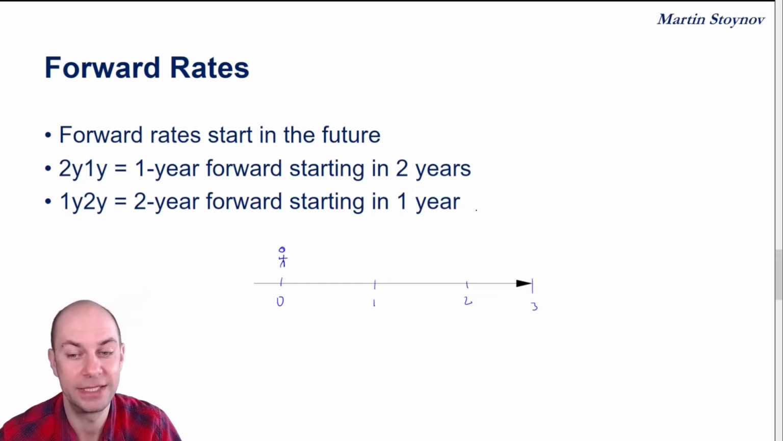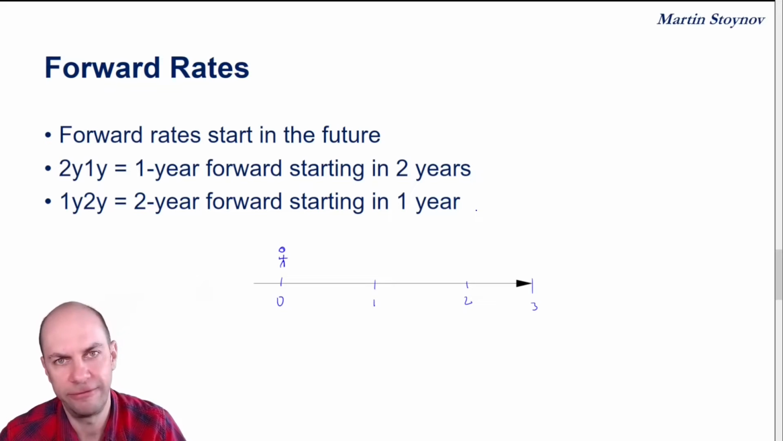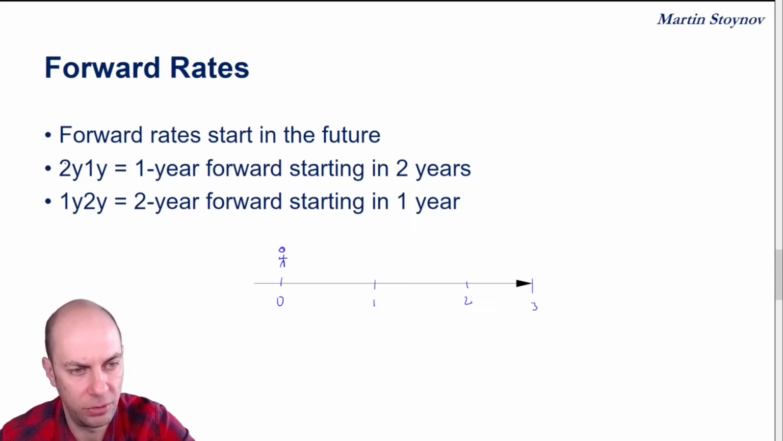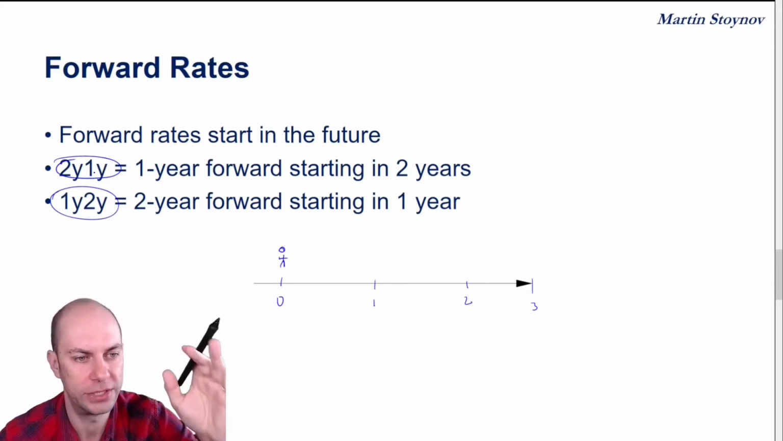Forward rate has to start in the future. And here we have some funky notation. So we've got notations such as 2y, 1y or 1y, 2y. So you need to understand what this means.